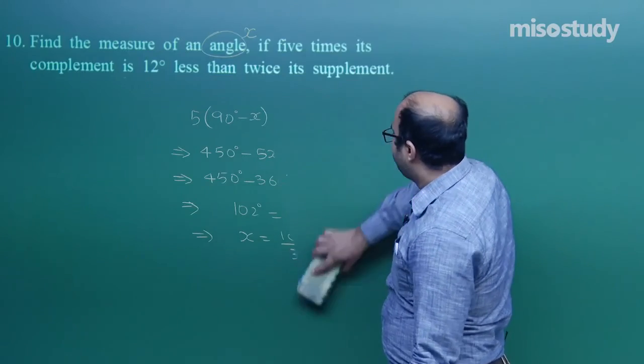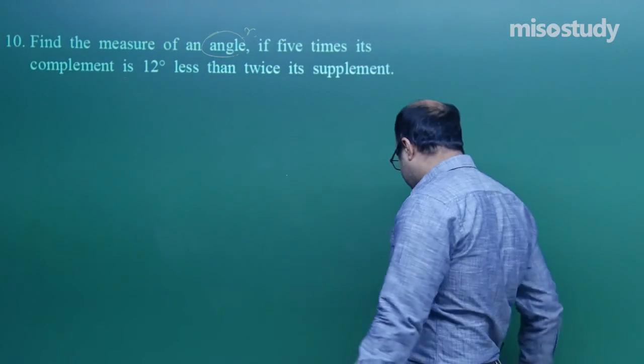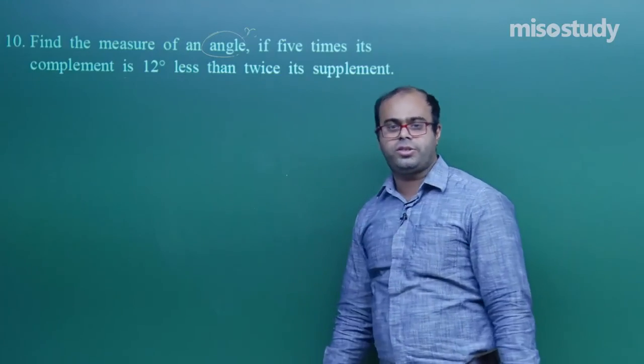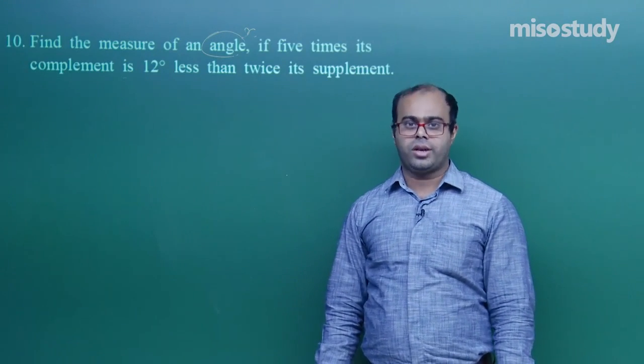With this, we complete the CBSE pattern exercise of this chapter, Introduction to Euclid's Geometry. Students, keep practicing. Okay, students, thank you.